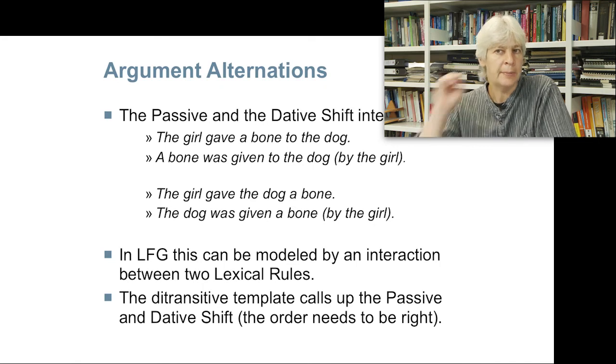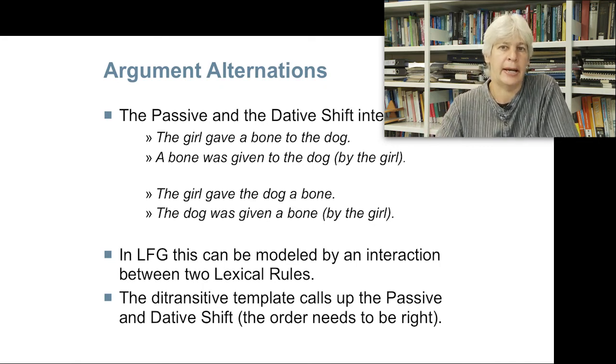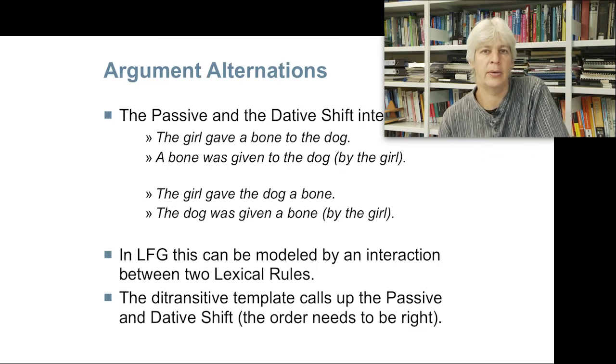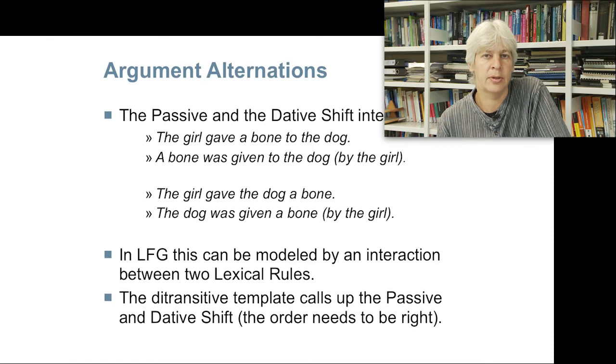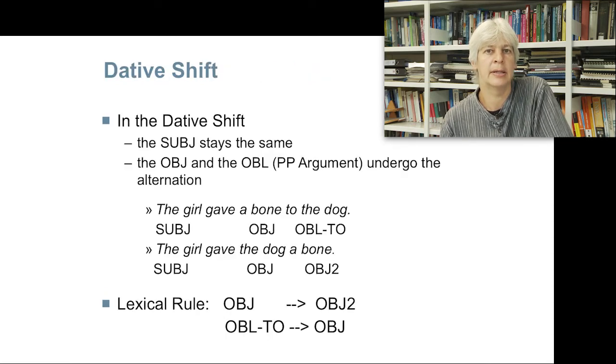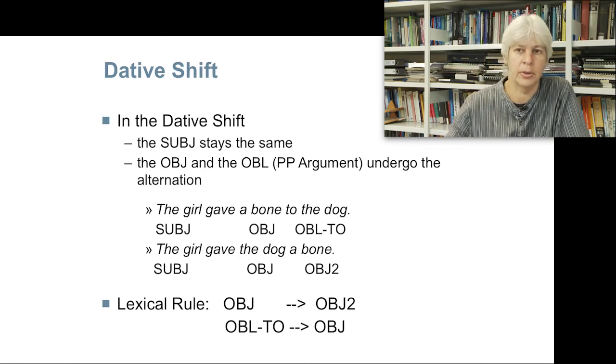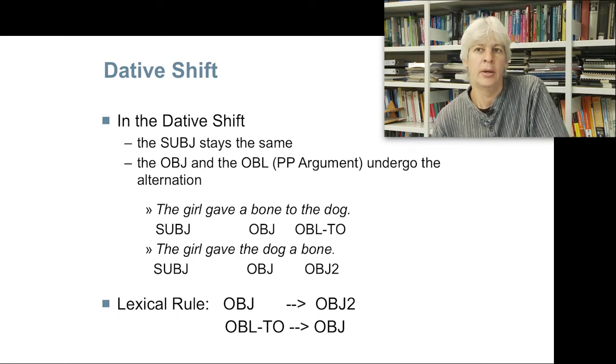Okay? So what happens is that the passive and the dative shift interact, and one challenge that you will have in your practical work is to figure out how they actually interact. Basically what you need to do is you need to formulate a template for ditransitive verbs, for verbs with 3 arguments, and this template should call up the passive and the dative shift lexical rule in the right order. So one will be embedded under the other. And I won't tell you which one. You can experiment with that. That's part of what you should figure out in the practical work. Okay.